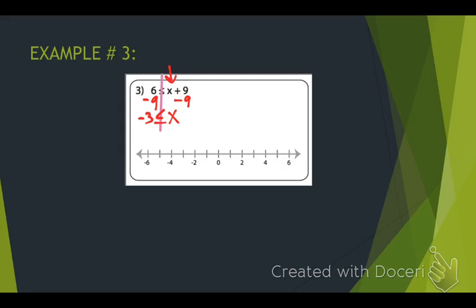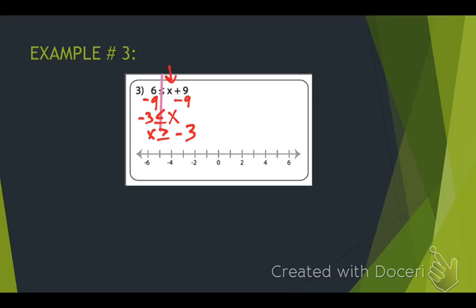However, we have a giant issue. In this particular case, our giant issue is that we need to flip everything. So we're going to go ahead and take that x, put it on the other side. We're going to flip this over, and we're going to get x is greater than or equal to negative 3.